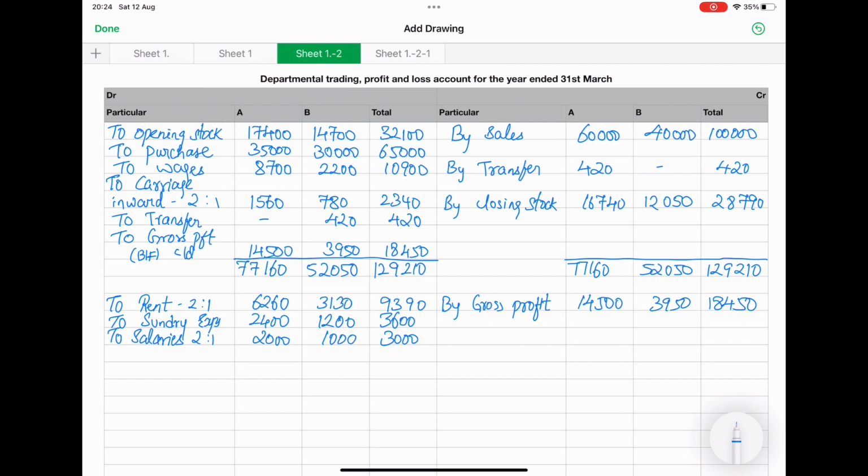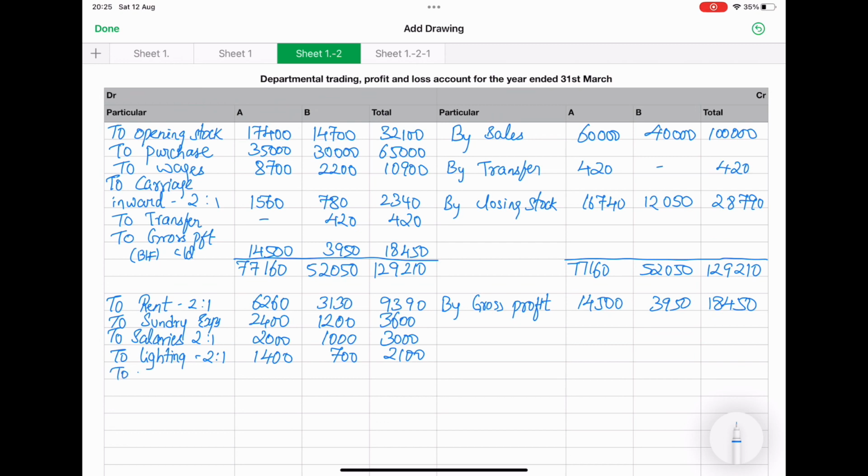Next we have lighting and heating. Lighting and heating are also in the same ratio, 2:1. Lighting total value is 2,100. 2,100 into 1/3, how much are we going to get? 1,400 and 700.